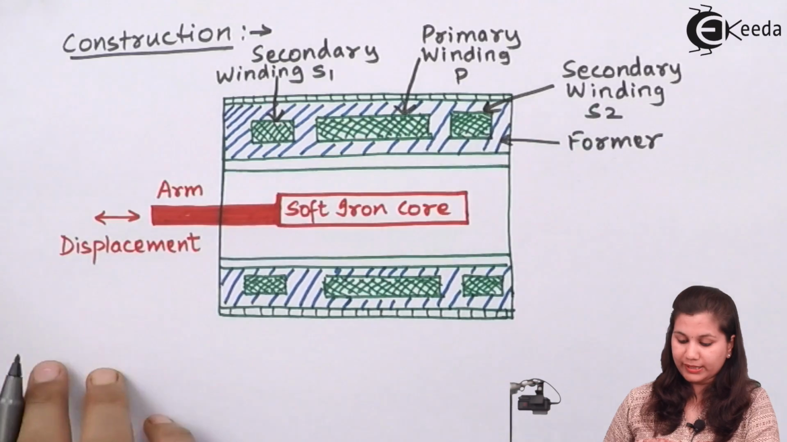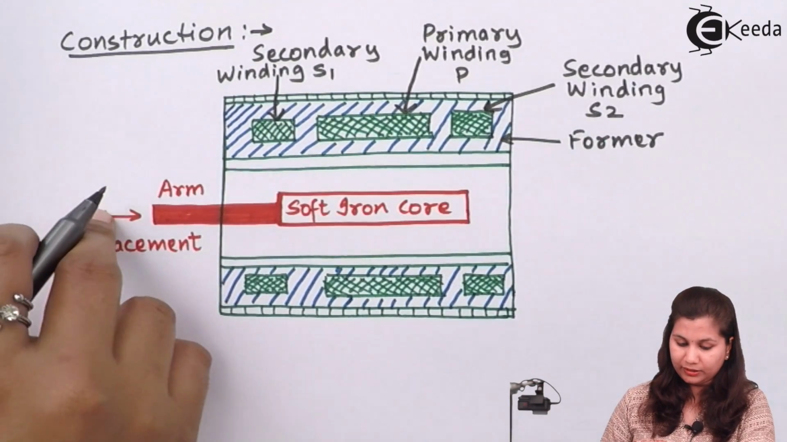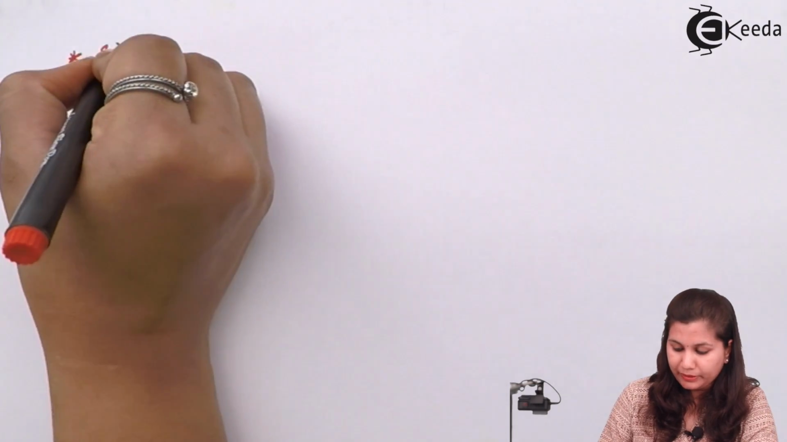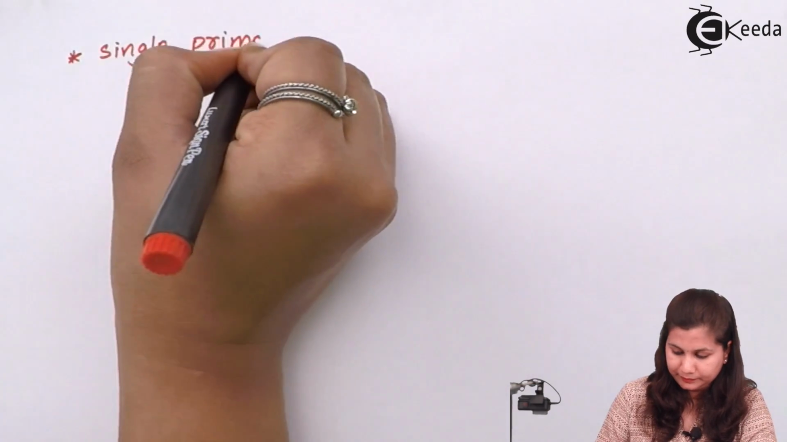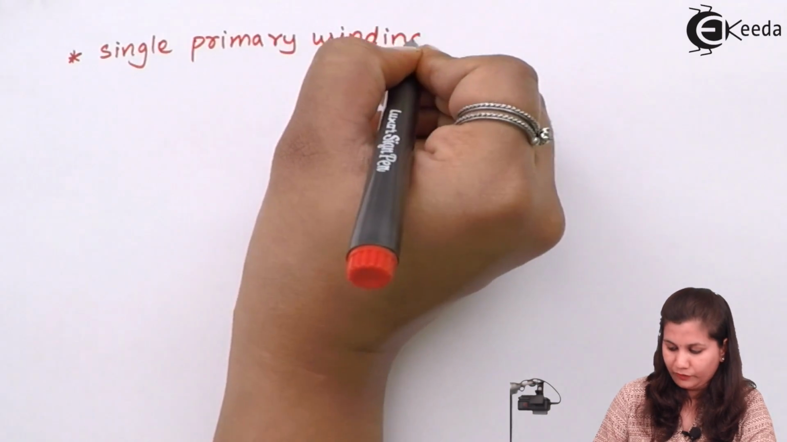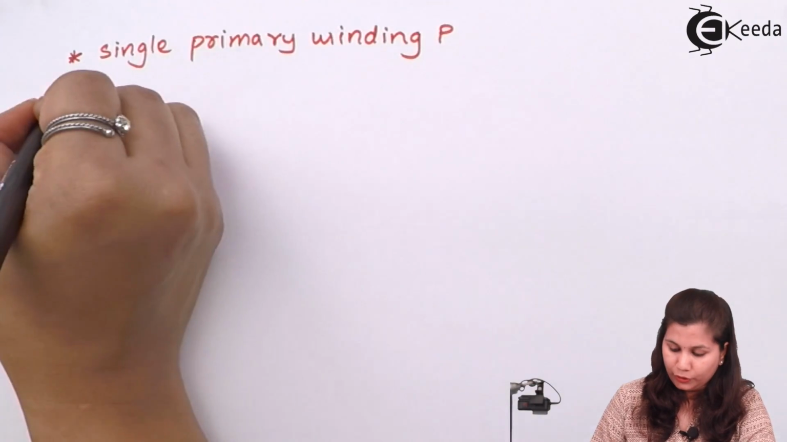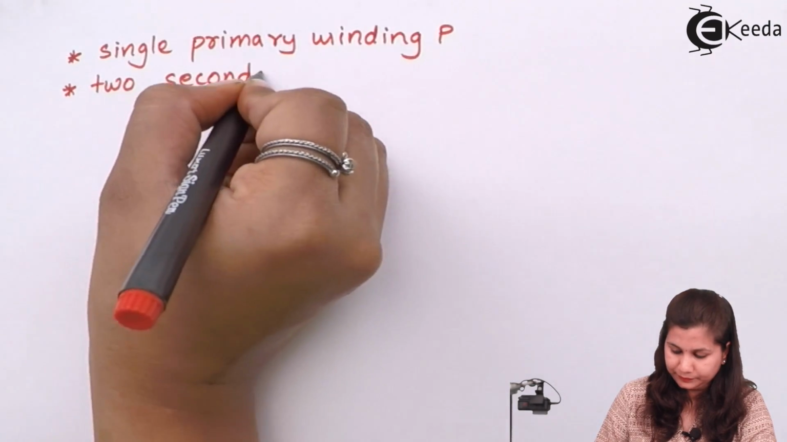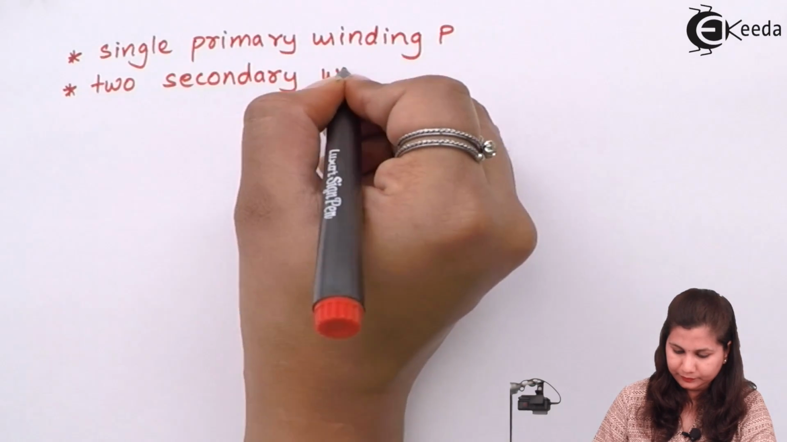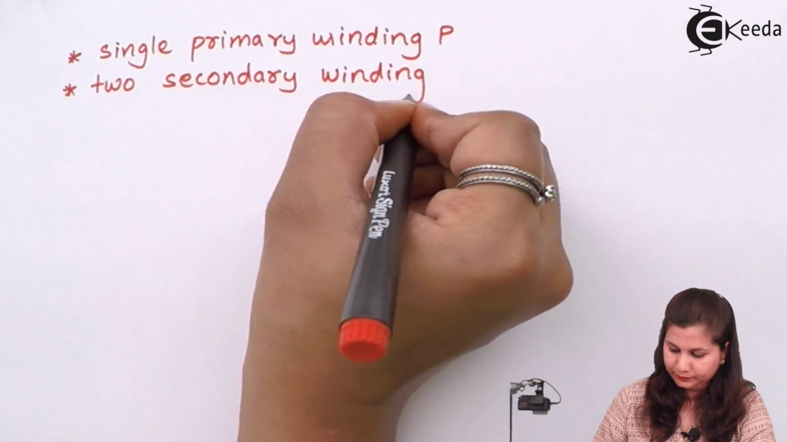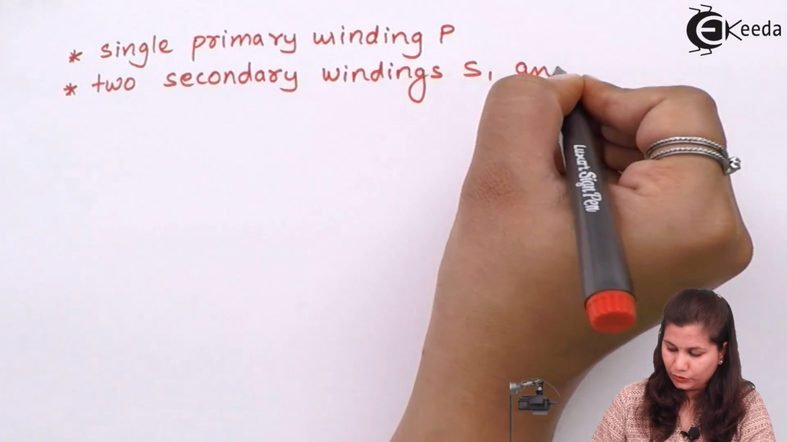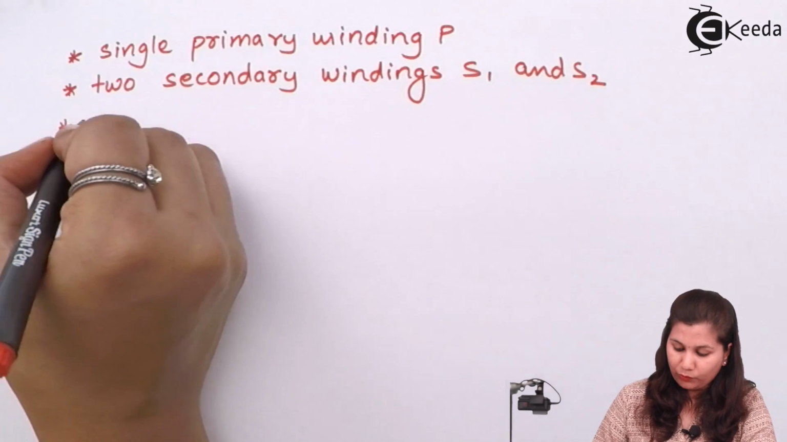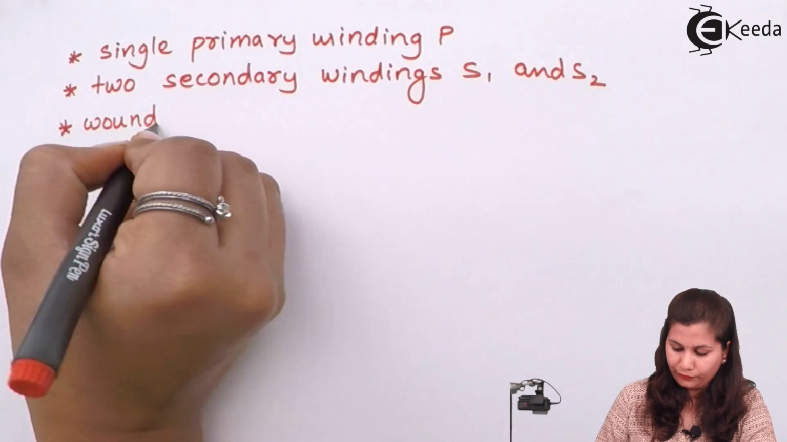If we talk about its construction, we see here that we have a single primary winding, which is denoted by P, and two secondary windings, S1 and S2. Now these windings are wound on a cylindrical former.